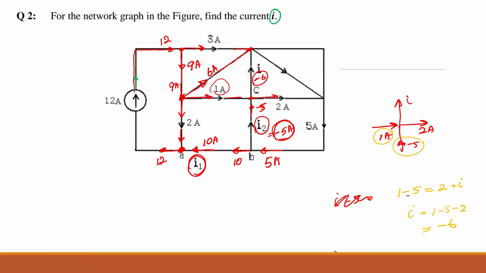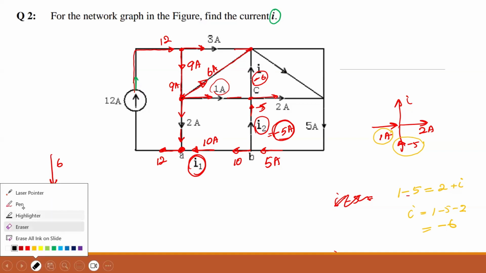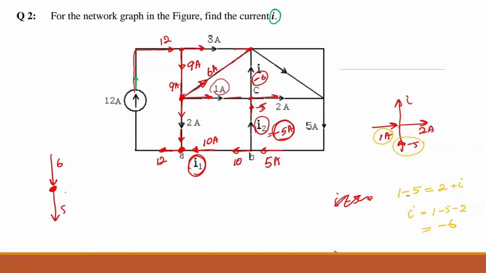Is there such a thing as a -6 current? -6 current means the current is not going upward, it is going downward. Negative means the assumed direction is wrong. 6 is the magnitude. The assumed direction is opposite. That's what the negative sign says. If it is confusing, you can draw it and see. So -6 means the arrow downward this way. This -5 is 5, not this way. 5 is in the opposite direction. And 2 is going this way, and 1 is coming here.